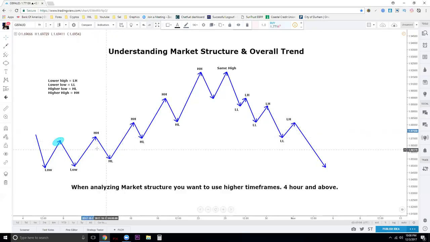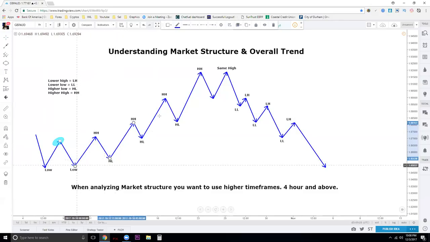Typically what you want to do is wait for a retracement. So we got the low, and we got the higher high because it broke structure. Now this right here is a retracement, and what we're looking for after a higher high is created is a higher low, HL. HL stands for higher low. All this is doing is creating an uptrend structure.